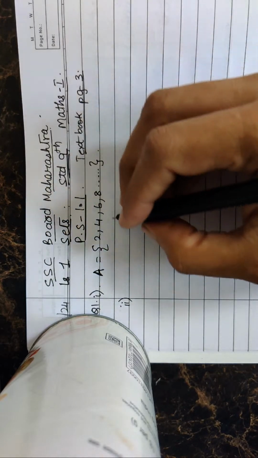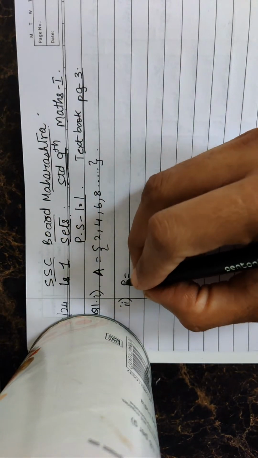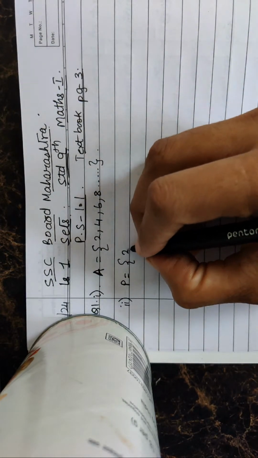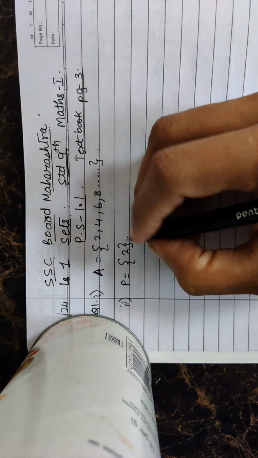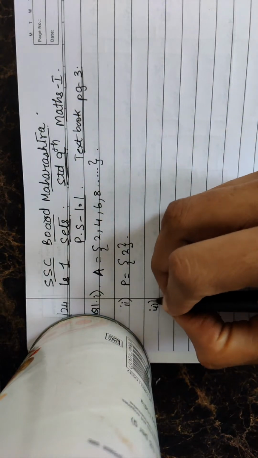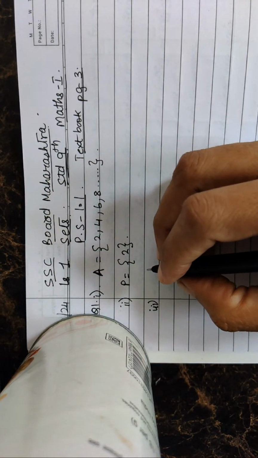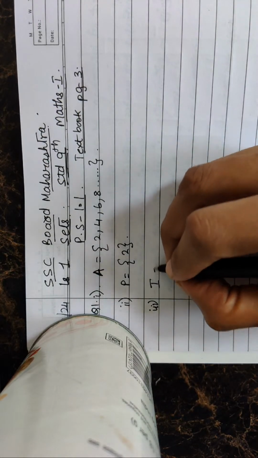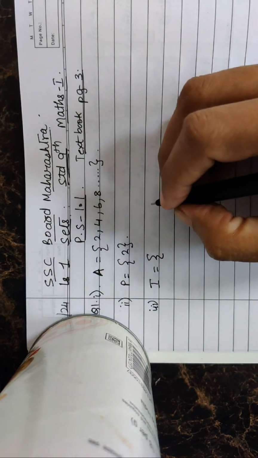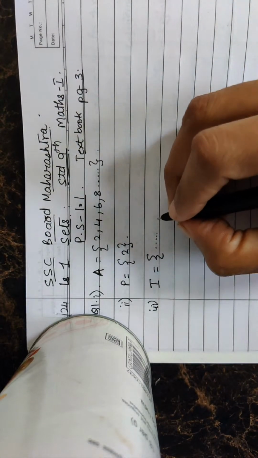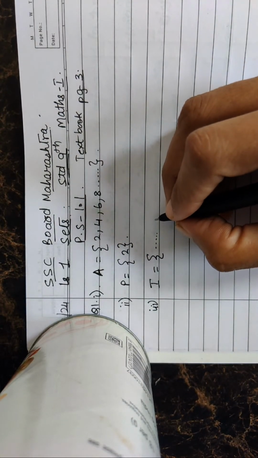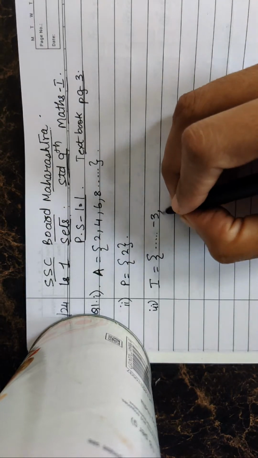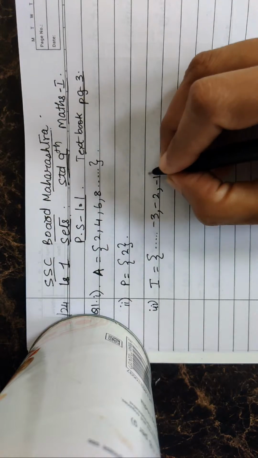Second, set of even prime numbers. So prime numbers I am representing by capital T, and even prime number is only one number, that is 2. The next one says set of negative integers. So integers I am representing by capital I, and we know all the negative integers are on the left side of the number 0. So I am first putting dot dot, then -3, -2 and -1.